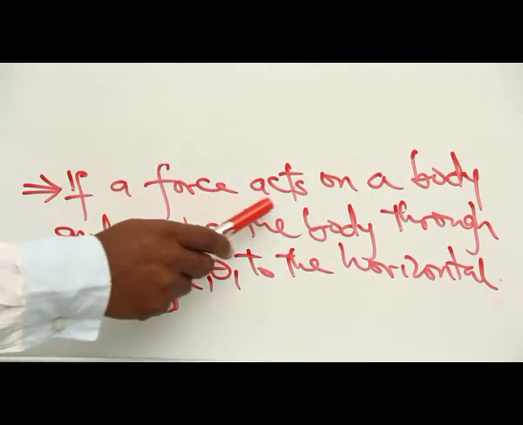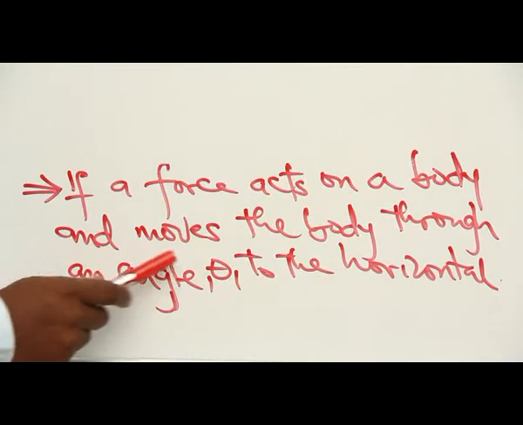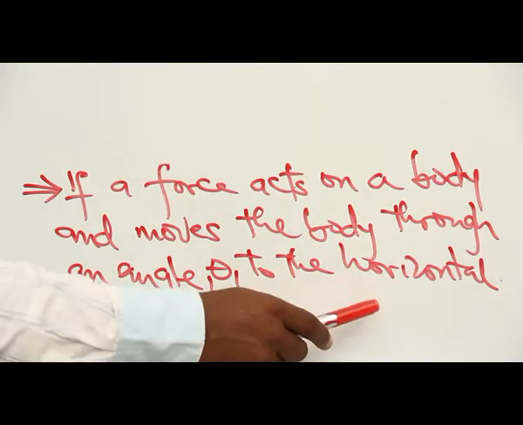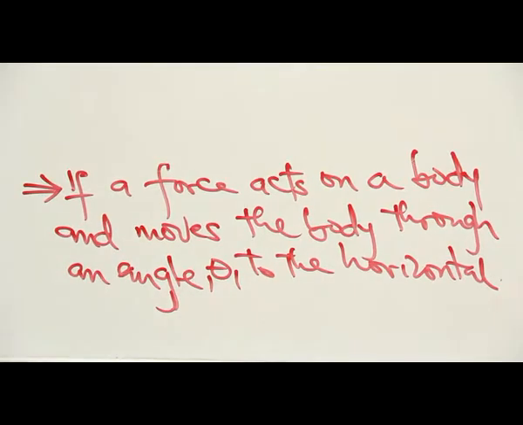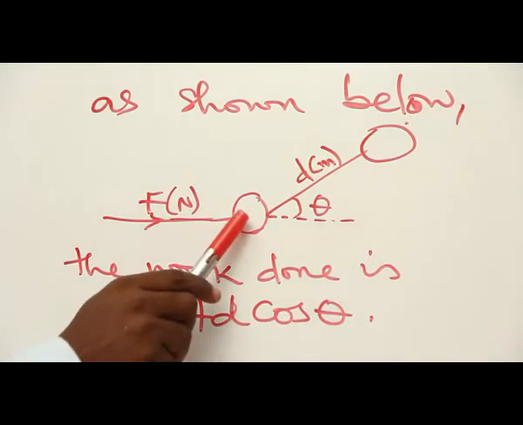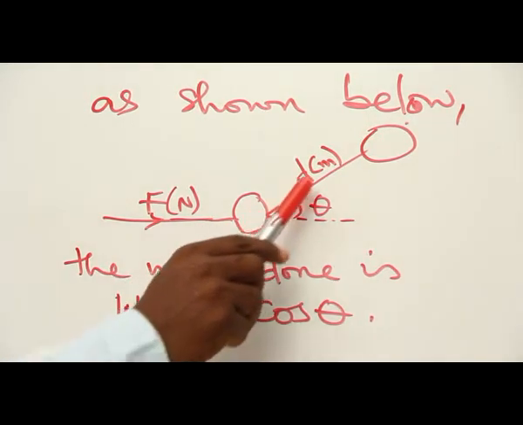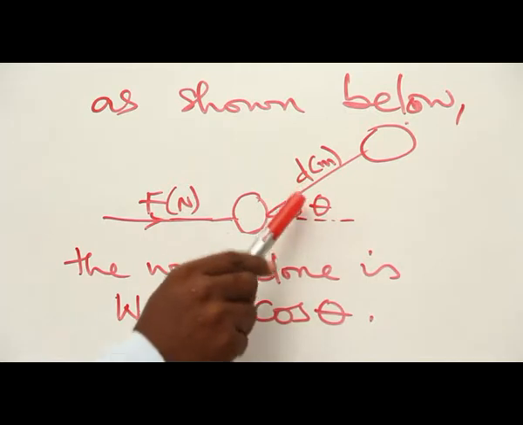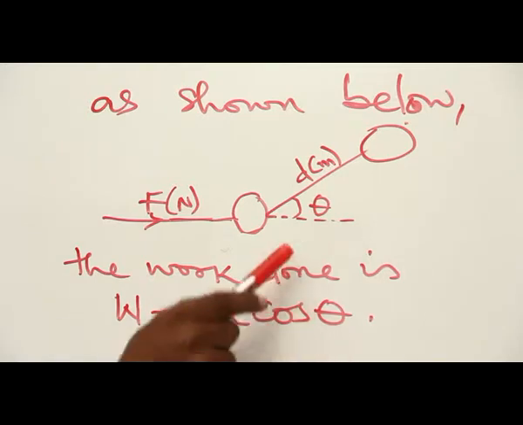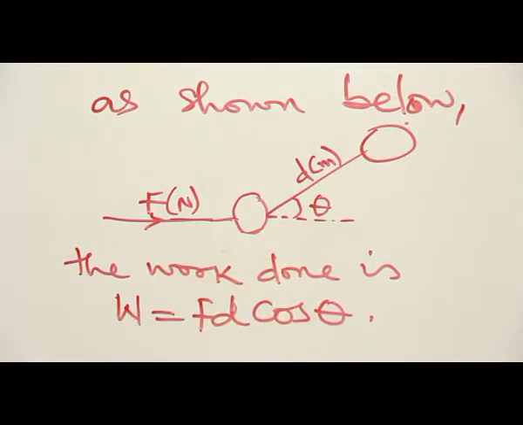If a force acts on a body and moves the body through an angle theta to the horizontal as shown below. Here's the force acting on the body and moves it through an angle theta covering a distance d meters. The work done is W equals force times distance times the cosine of the angle it's made with the horizontal.